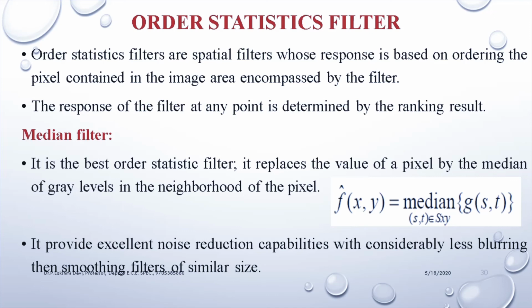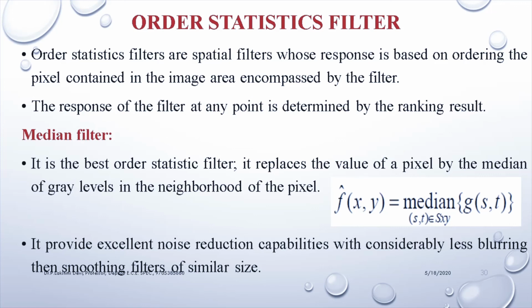It provides excellent noise reduction capabilities with considerably less blurring than smoothing filters of similar size. So definitely here the blurring effect is less as compared to smoothing filters, or you can say arithmetic mean filters, in the median filtering concept.